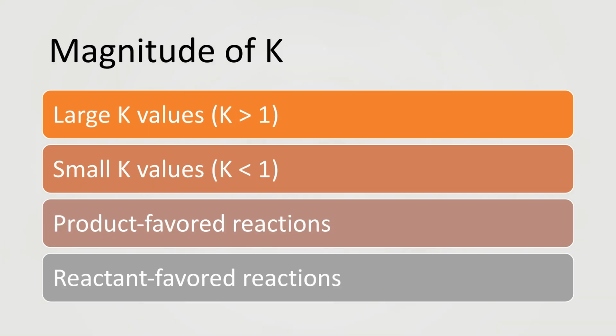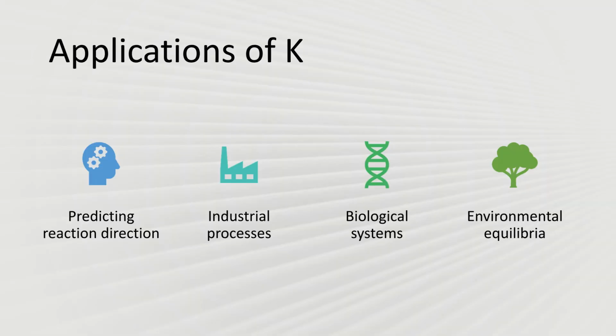The magnitude of K tells us about the reaction's extent. Large K values indicate product-favored reactions, while small K values indicate reactant-favored reactions. Applications of K include predicting reaction direction, understanding industrial and biological processes, and studying environmental equilibria.